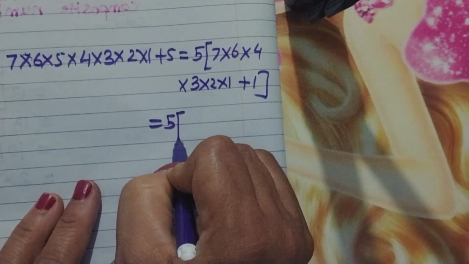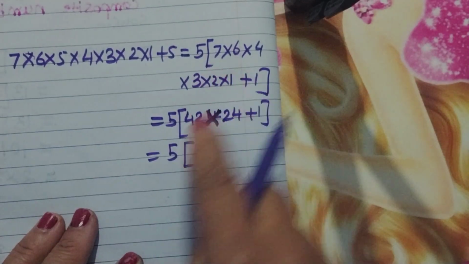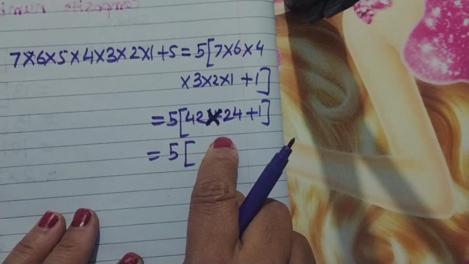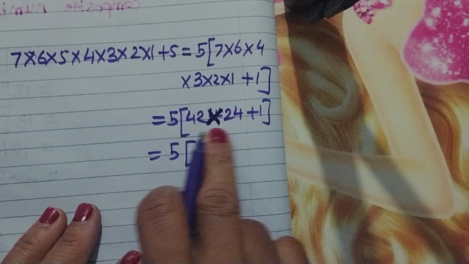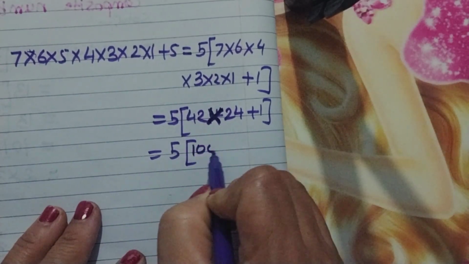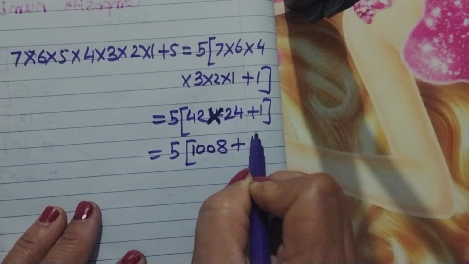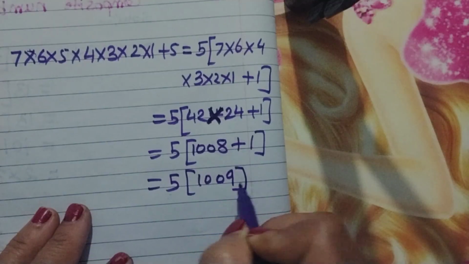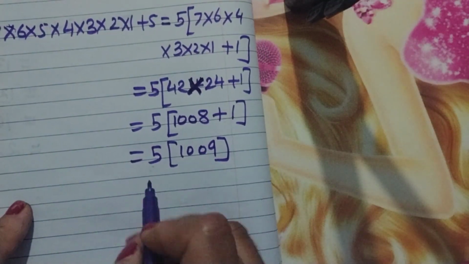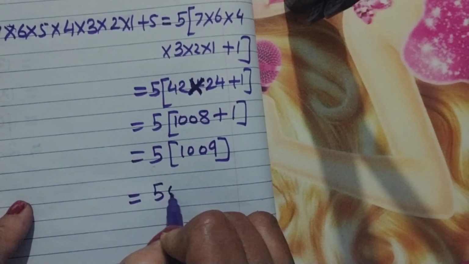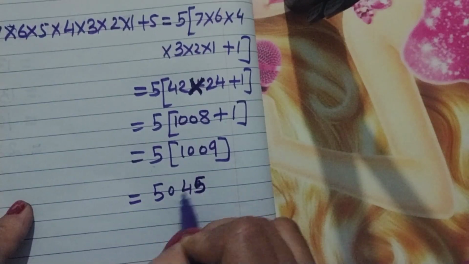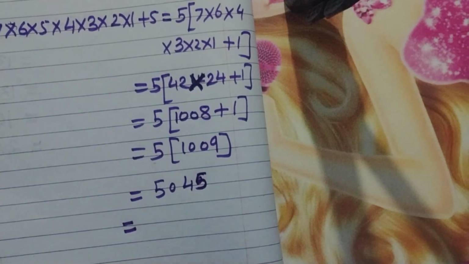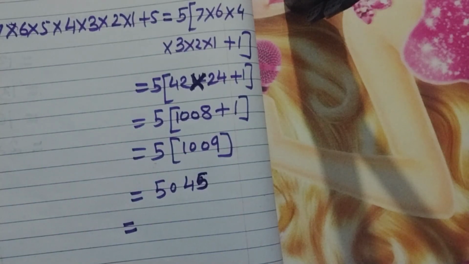So 5 is multiplied by, 7 sixes are 42, 4 threes are 12, 12 twos are 24. So 42 multiplied by 24 plus 1. When 42 is multiplied by 24, we get 1008, that is 1008 plus 1. So inside the bracket we get 1009. Now 5 is multiplied by 1009, we get 5045.